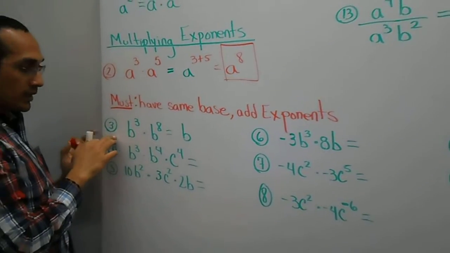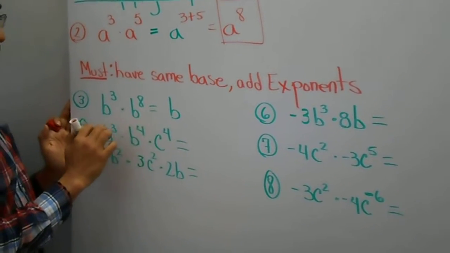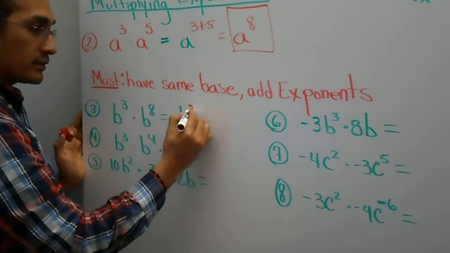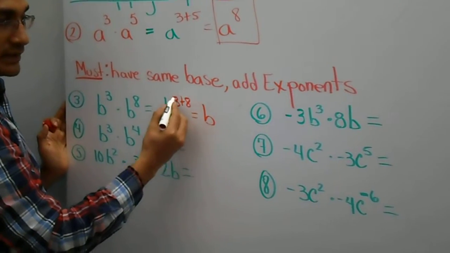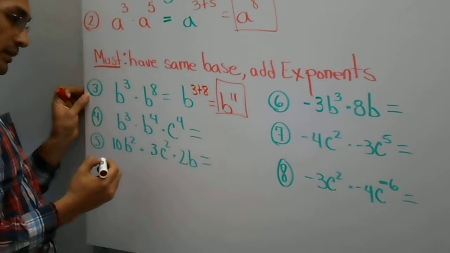Now let's look at number 3. b cubed times b to the 8th. Now you have the same base, so you're going to add the exponents. 3 plus 8, that gives you 8, 9, 10, 11. 11th power. So that's your answer for number 3.